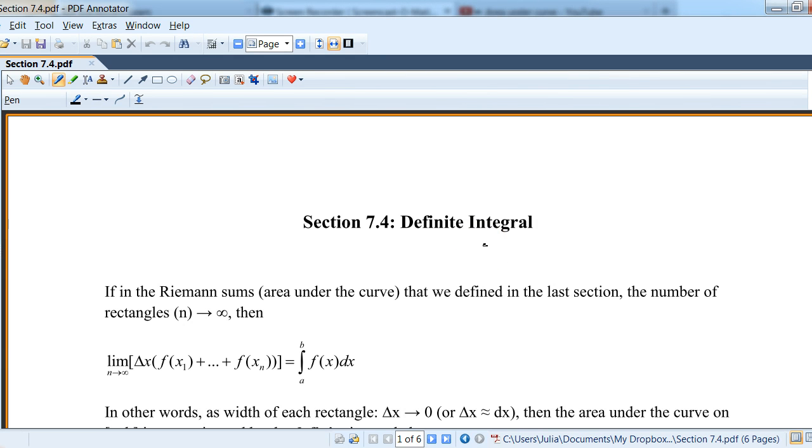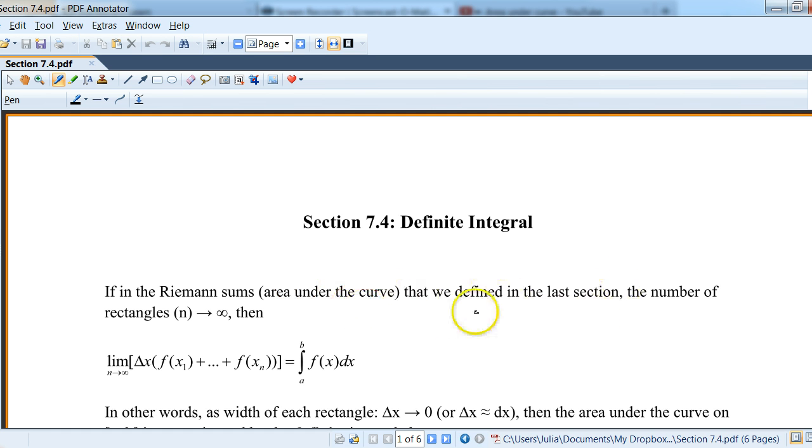In this section, we will build on the idea of area under the curve that we started in the last section, but using the definite integral, which is a way to find the area under the curve. In the Riemann sum, which is what we did last time, using the left endpoints, right endpoints, midpoints, that's a way to compute area under the curve.